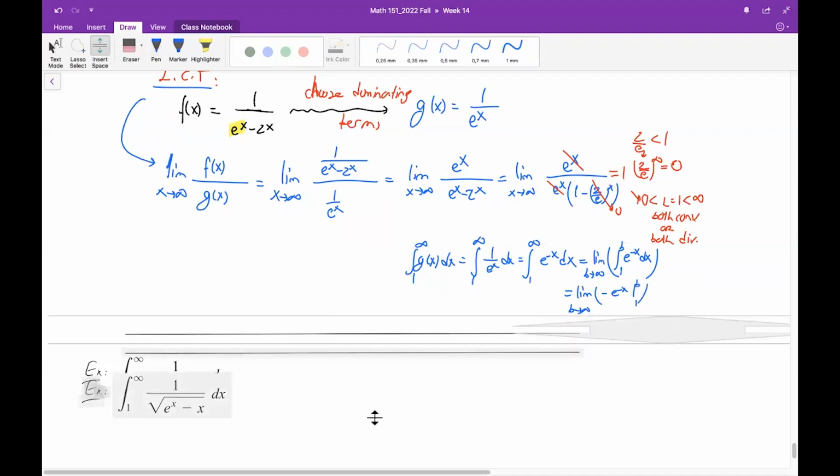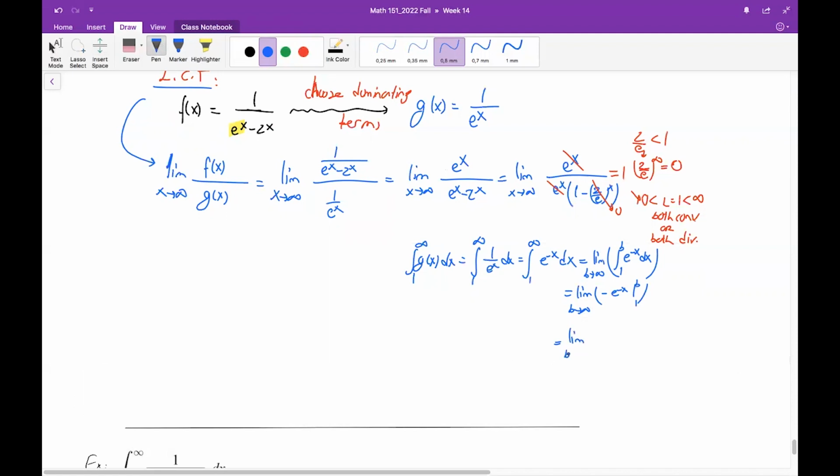So the result is the limit as b goes to infinity of minus 1 over e to the power b minus 1 over e, right? As b goes to infinity, this part goes to 0. So the result is 1 over e, which is a finite number. That's why this improper integral is convergent. So this shows that this improper integral converges.